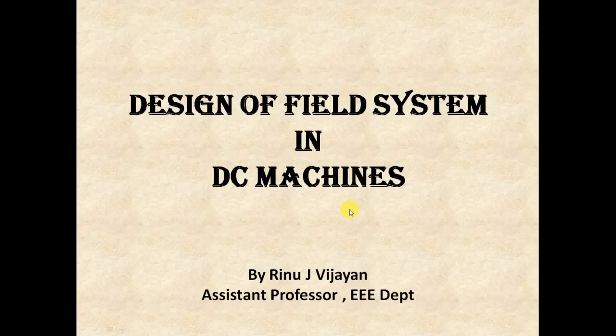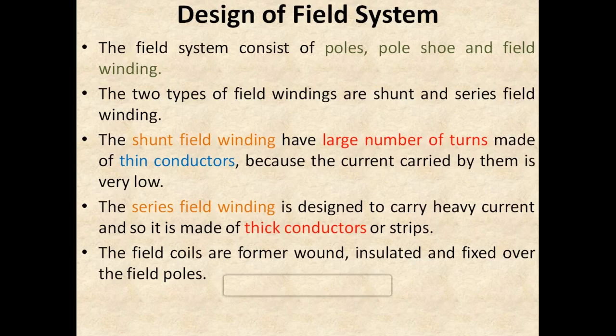Good morning all. Today we are going to see the design of field system in DC machines. In our previous video session we have studied about the design of armature winding and selection of number of armature slots. First I will give you an introduction about a DC field system. The DC field system mainly consists of pole core, pole shoe and field coils.